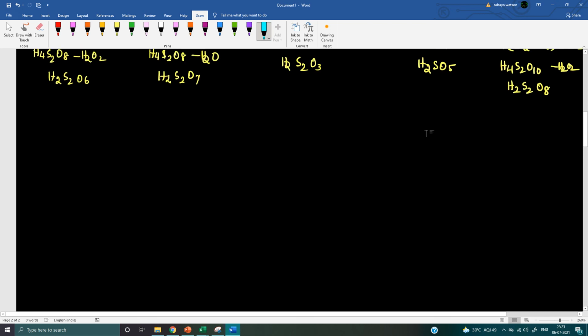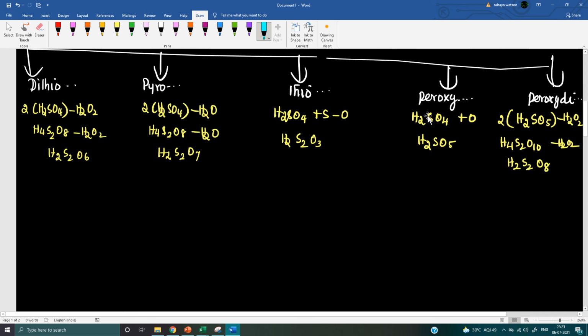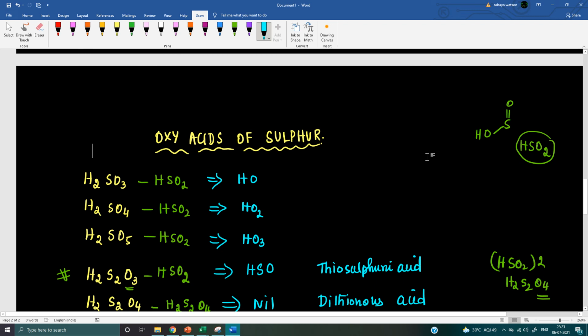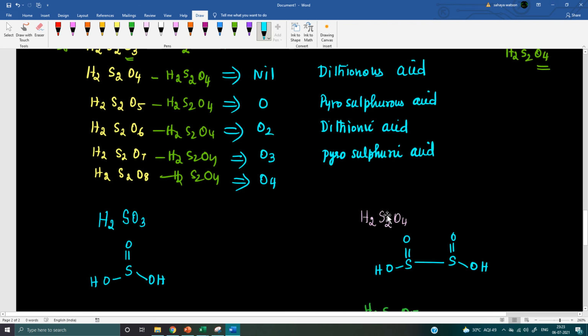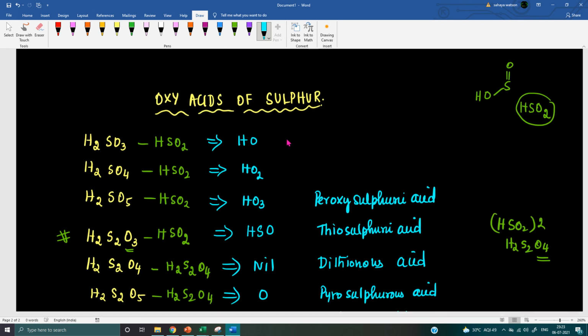The next clue is H2SO5, peroxysulfuric acid. So this one is peroxysulfuric acid. And finally, H2S2O8 is peroxydisulfuric acid. This is peroxydisulfuric acid. So we have named all the compounds, and this is well known.